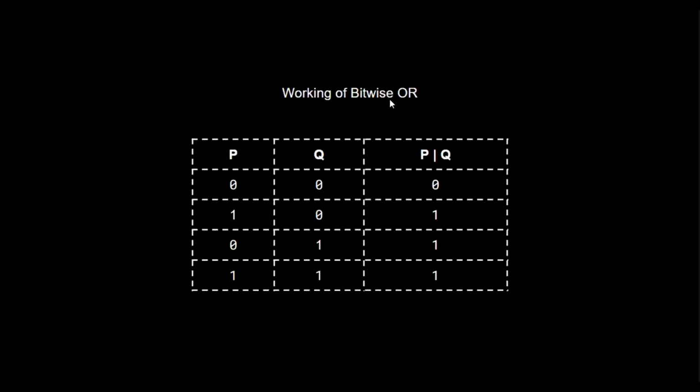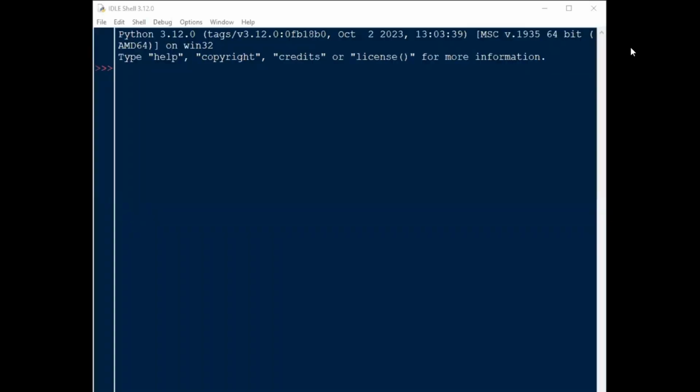Now we have the bitwise OR operator. Again, here there is a truth table where we have bits, and when the bits have 0 and 0 as values and we apply the OR operator, we get 0. But if any of the bits in the two operands is 1, then we will get 1 as the answer in the OR operator.